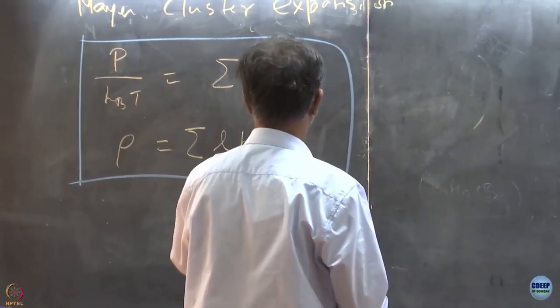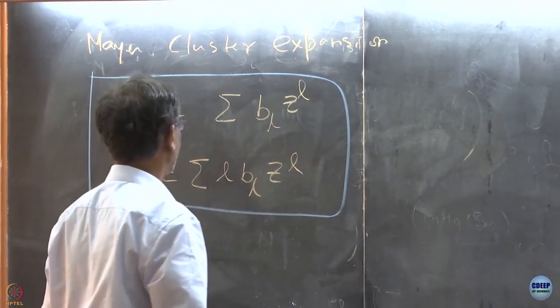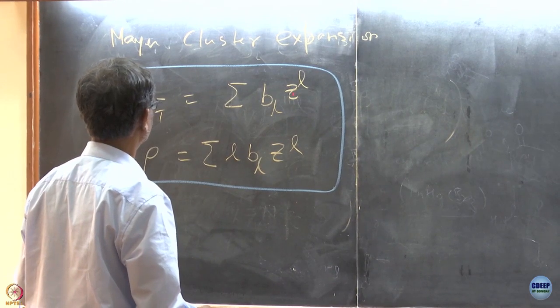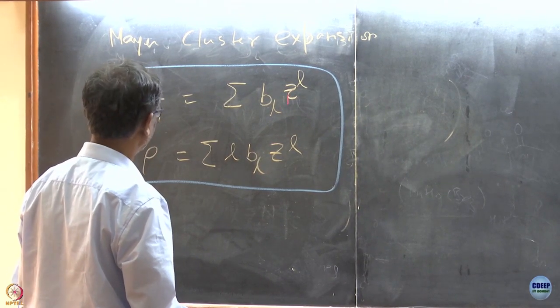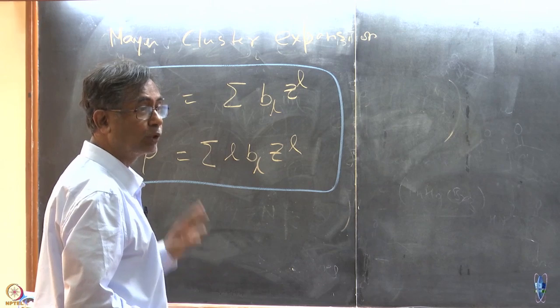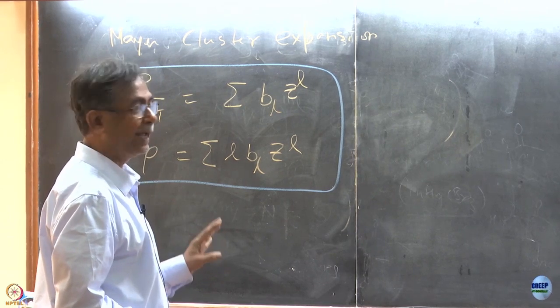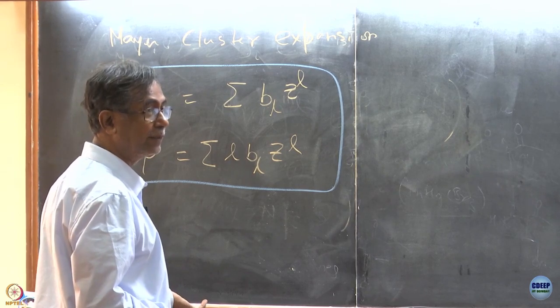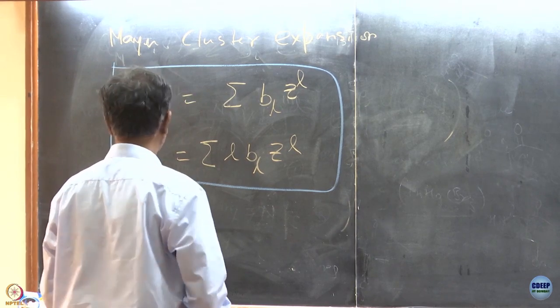So these now, as I was saying, the game plan now is to eliminate fugacity from these expansions. Both are exact, believe me that. Elimination of fugacity from here gives you another infinite series. That infinite series is the following.